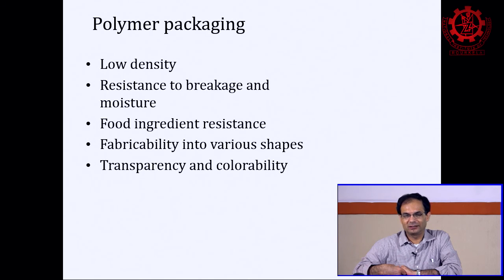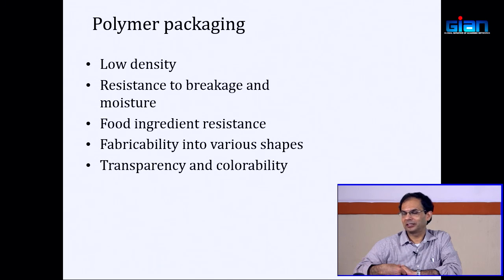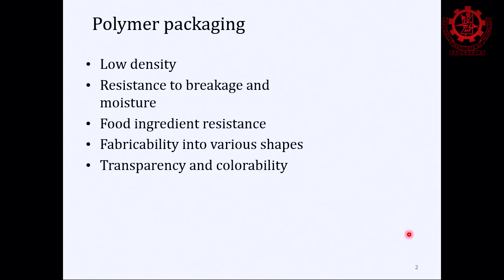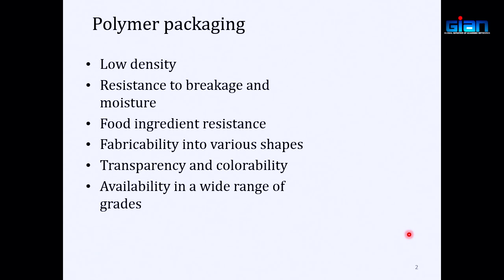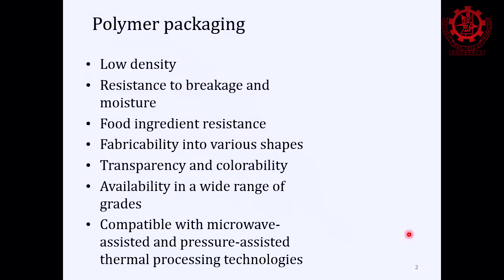Transparency and colorability. Of course, glass is also transparent, but paper and metal are not transparent. And you can have a variety of colors, which is not very easy to do with other packaging materials. Availability in a wide range of grades. It means that you could tailor-make mechanical, thermal, or barrier properties for polymeric materials, which you don't have a choice with other materials. And of course, polymer is compatible with some of the processing technologies.